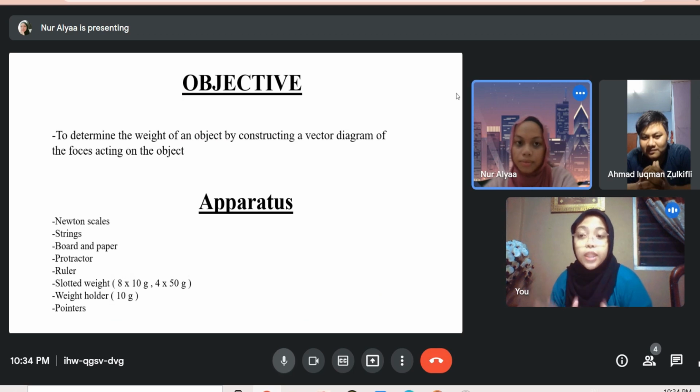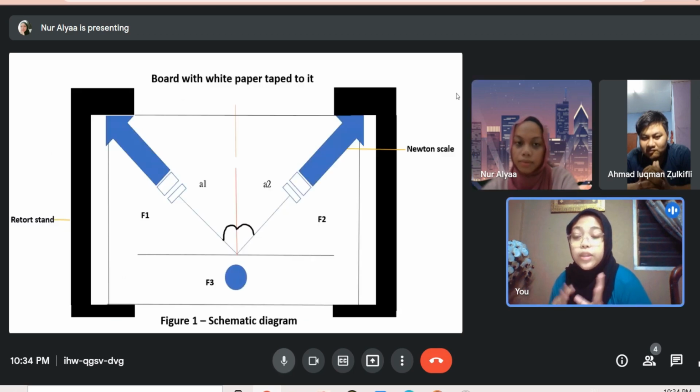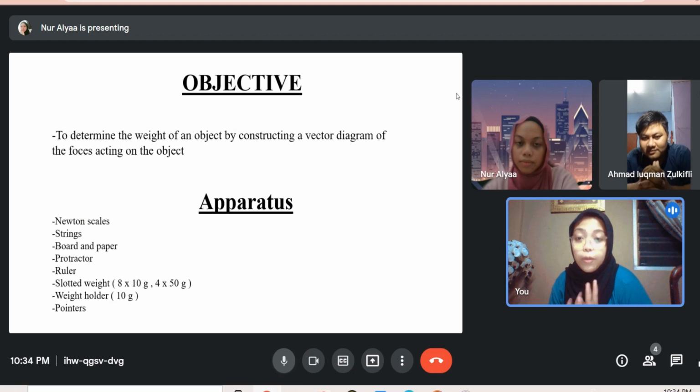Okay, the objective of this experiment is to determine the weight of an object by constructing a vector diagram of the forces acting on the object. The apparatus that we need to do the experiment are Newton's scale, strings, board and paper, protractor, ruler, slotted weight 8 times 10 gram, 5 times 50 gram, weight holder 10 gram and pointers.